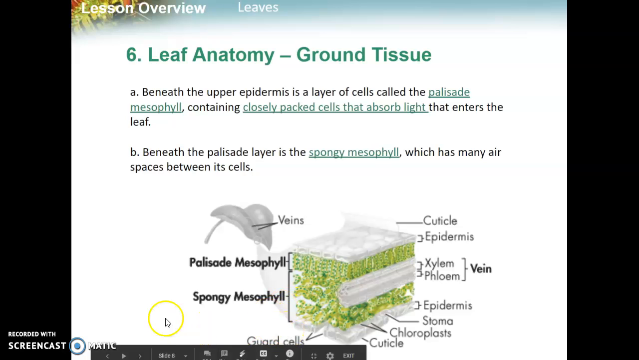So those are the three tissues in the leaf, some of the basic parts. We'll talk more next time.